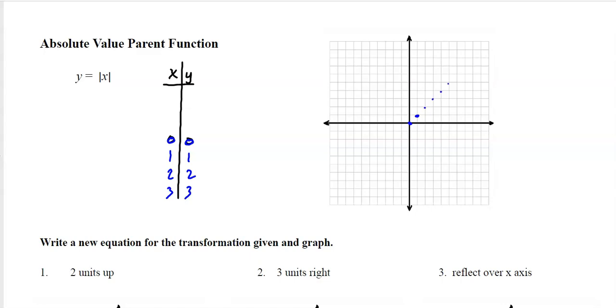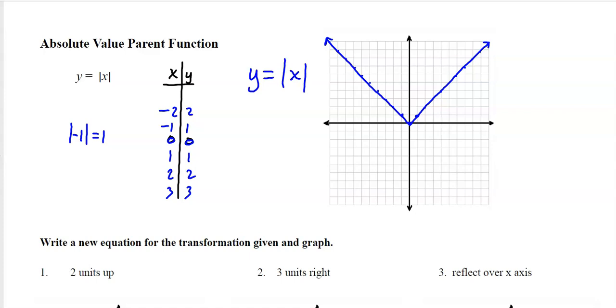We're basically going to create this line with a slope of 1, a 45-degree angle, forever in that direction. Now, if we look at the negatives, if we put negative 1 in there, the absolute value of negative 1 is positive 1. And the absolute value of negative 2 is positive 2. So what ends up happening is this V-shaped pattern emerges. So there is the parent function, y equals the absolute value of x. It's a V that's centered at 0, 0, and it opens up. All right, so that's important.